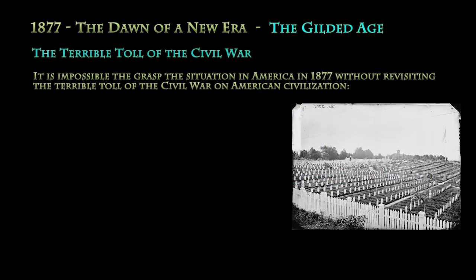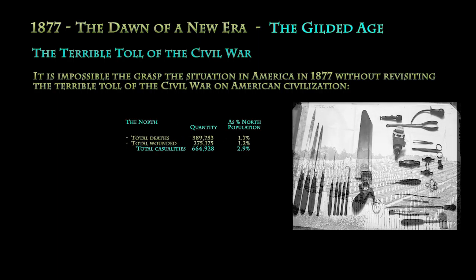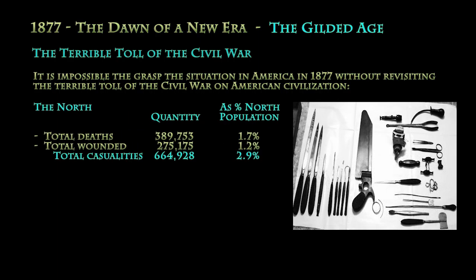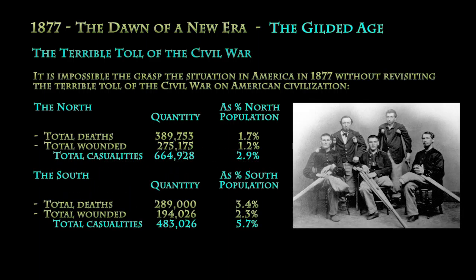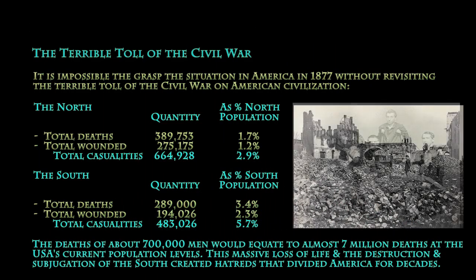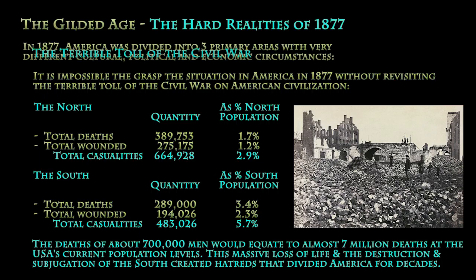It is impossible to grasp the situation in America in 1877 without revisiting the terrible toll of the Civil War on American civilization. Please take a few moments to carefully consider these unimaginable casualty figures from the Civil War. The deaths of about 700,000 men would equate to almost 7 million deaths at the USA's current population levels. This massive loss of life and the destruction and subjugation of the South created hatreds that divided America for decades.